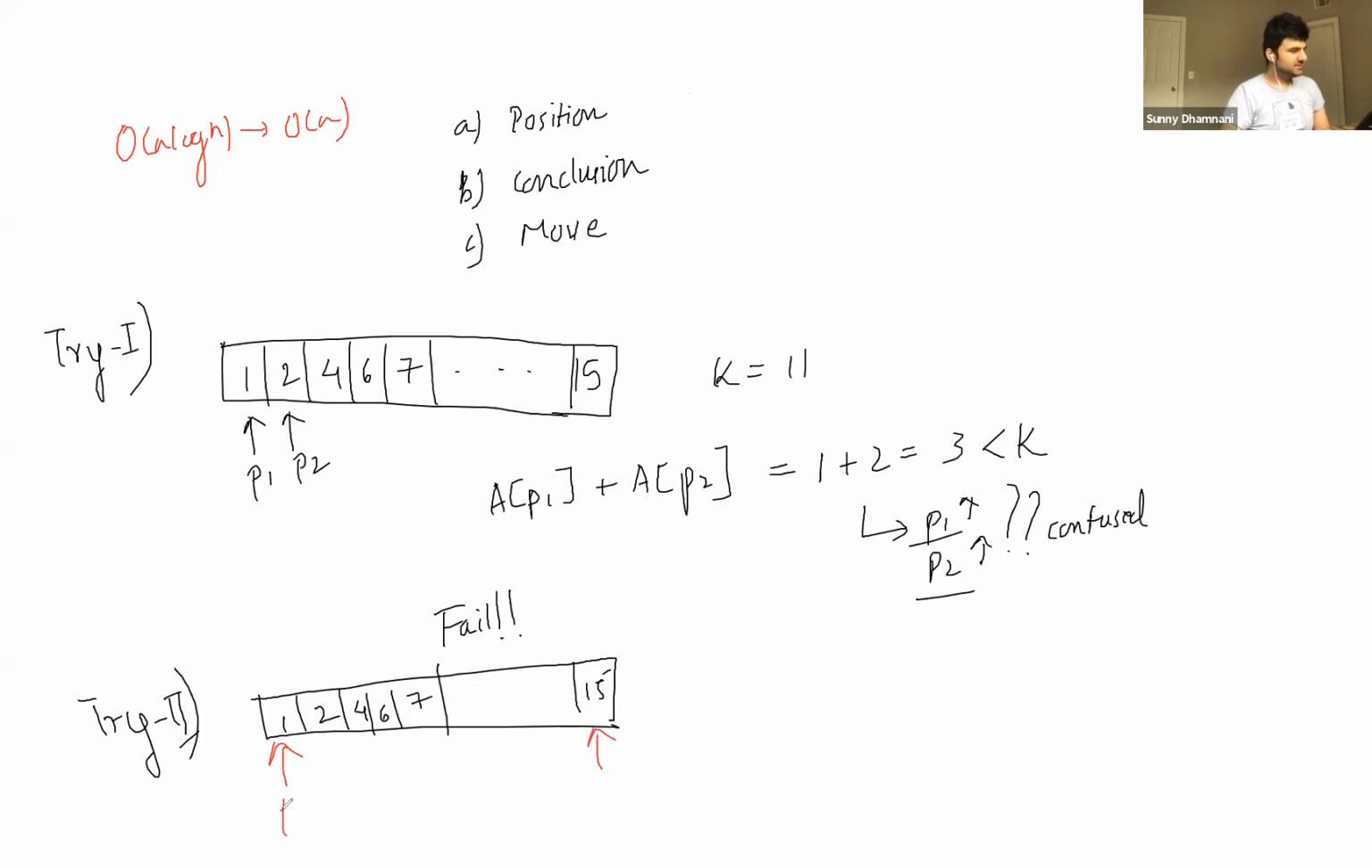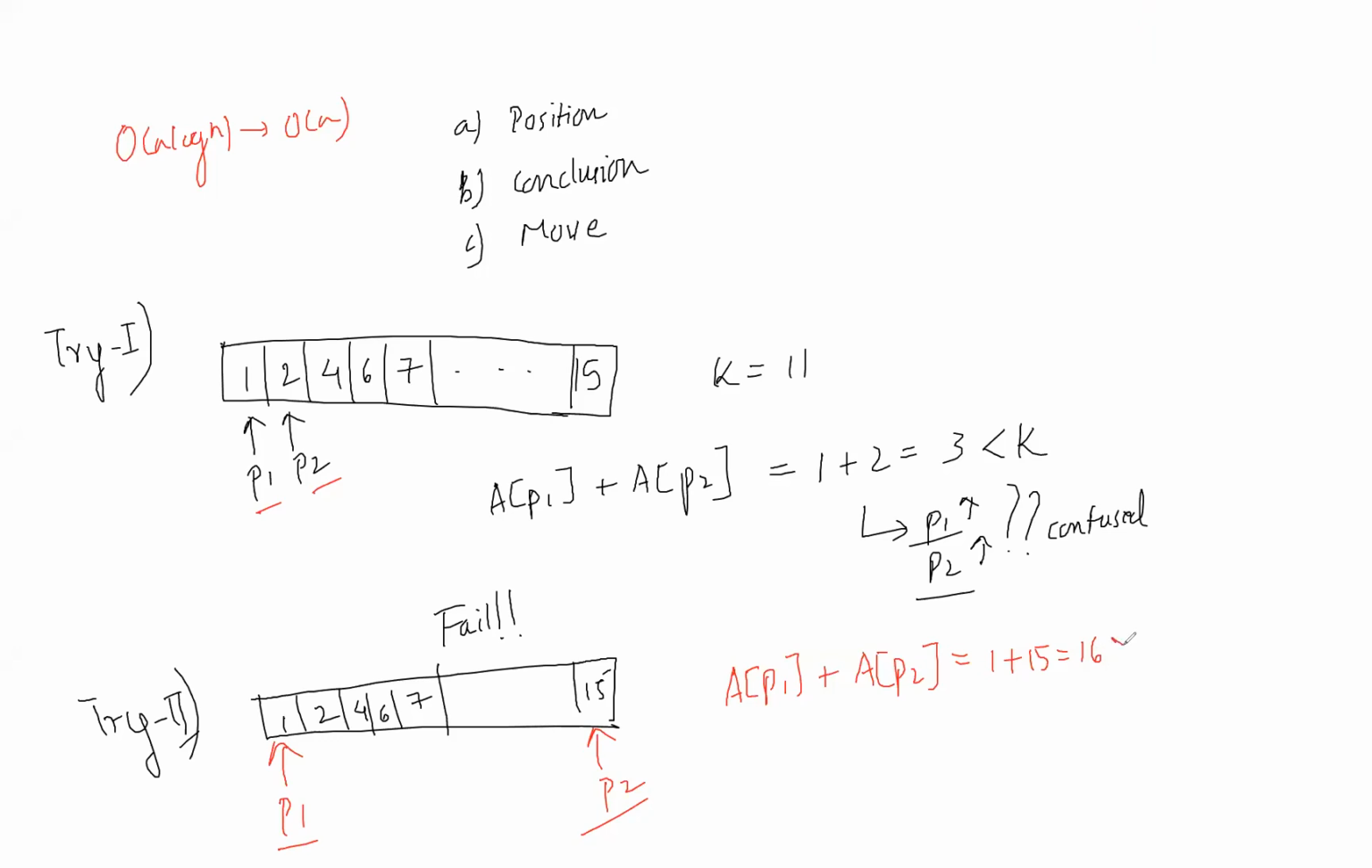This is just from my experience. While solving questions, I've found either I have to place the pointers next to each other, or place them at the start and the end. Now let me see if I can make some conclusion. A of P1 plus A of P2 is 1 plus 15, which is 16. Is this less than k or greater than k? Greater.